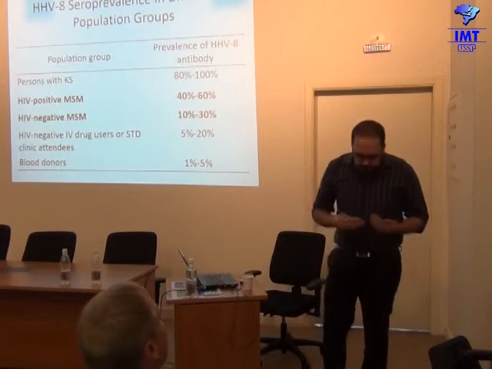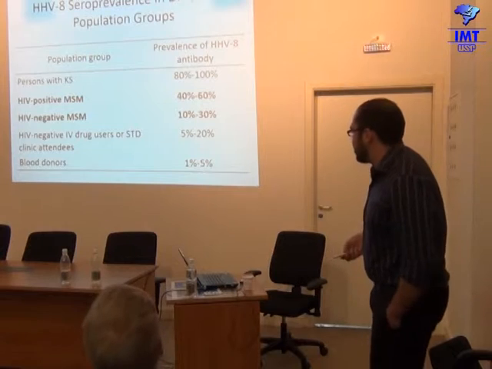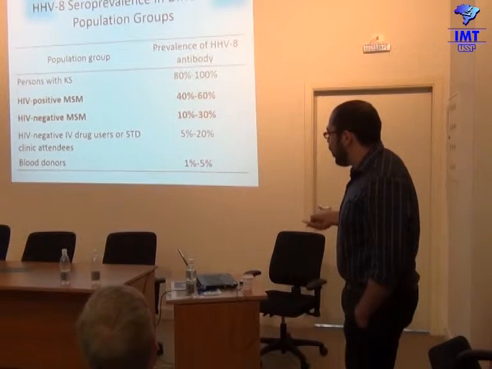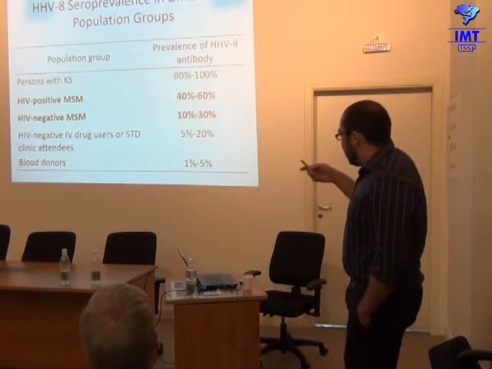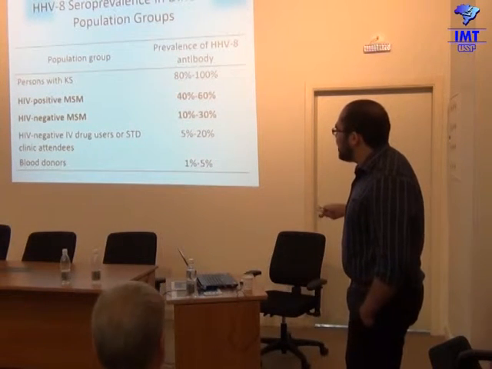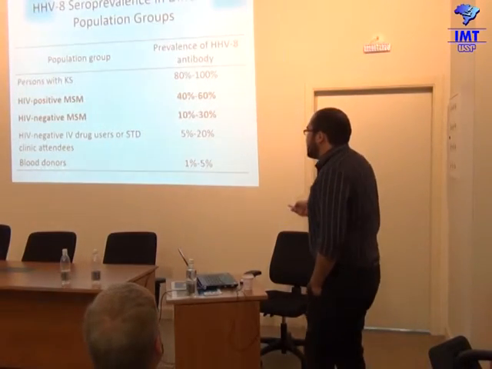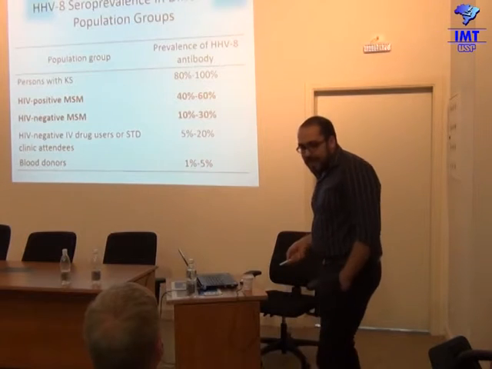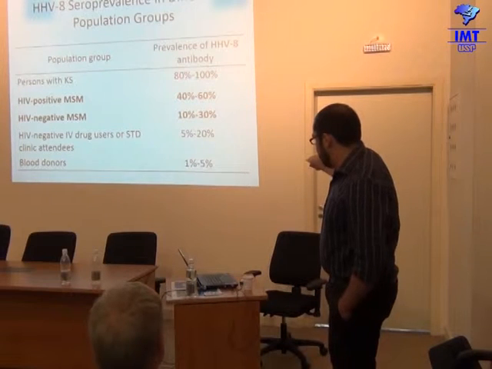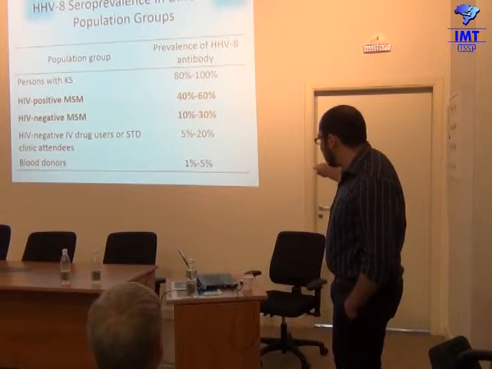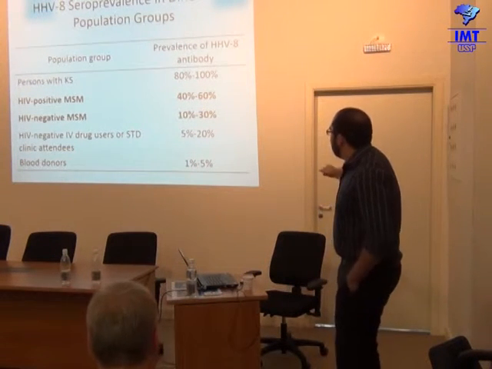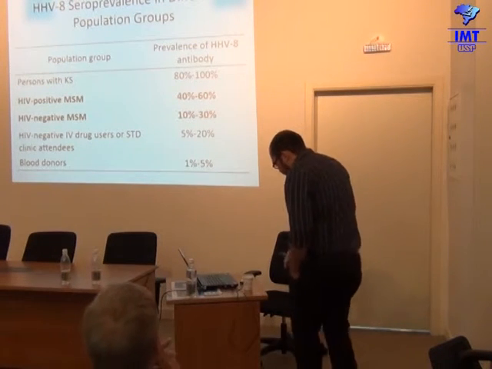But even in countries non-endemic for Kaposi sarcoma and HHV8, we have specific populations with higher incidence of HHV8. For example, HIV positive patients, HIV positive men who have sex with men, and even HIV negative men who have sex with men. If we compare with the general population, blood donors for example, we can see a higher seroprevalence of HHV8.